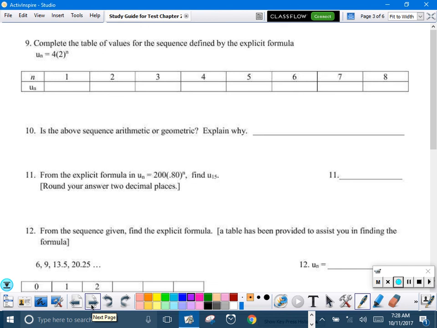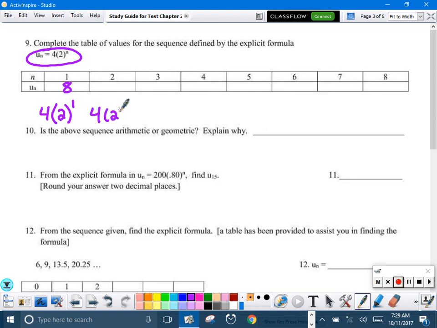Page number 3. All right, so the first 2 pages dealt with everything arithmetic. Now, page 3 deals with everything that is geometric. So complete the table of values for the sequence defined by the explicit formula. So again, here's our explicit formula, we're going to plug in the 1. Now, that's an exponent, so 4 times 2 to the first power, which is 8.